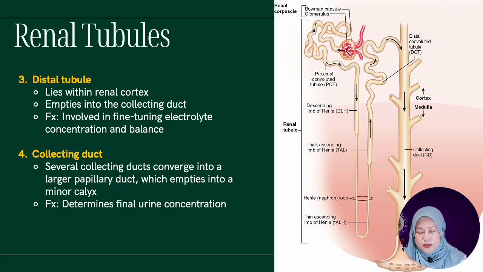So in summary, the proximal tubule handles the reabsorption. The loop of Henle establishes the medullary gradient. The distal tubule fine-tunes the electrolytes, and the collecting duct determines the final concentration of urine.